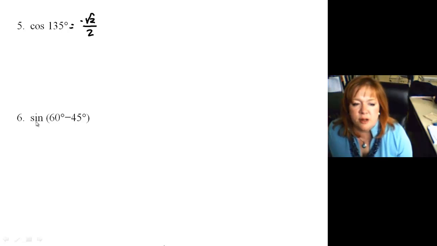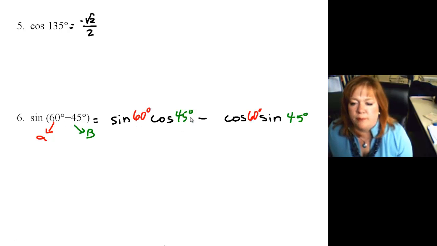Here's the second formula, sine of 60 degrees minus 45 degrees. So we're going to be finding the sine of 15 degrees exactly. So that's going to be my alpha, that's going to be my beta, and my formula for sine of alpha minus beta is sine cosine minus cosine sine. Then I put in my angles. So I'm going to have 60 for the first two and 45 for the second two.